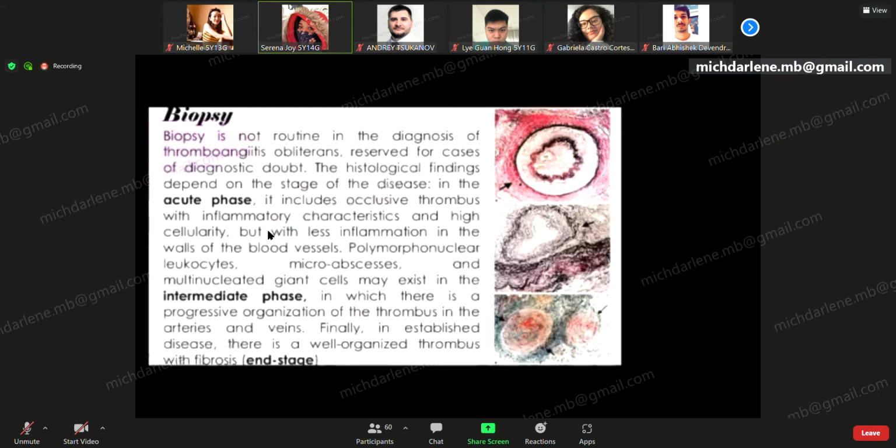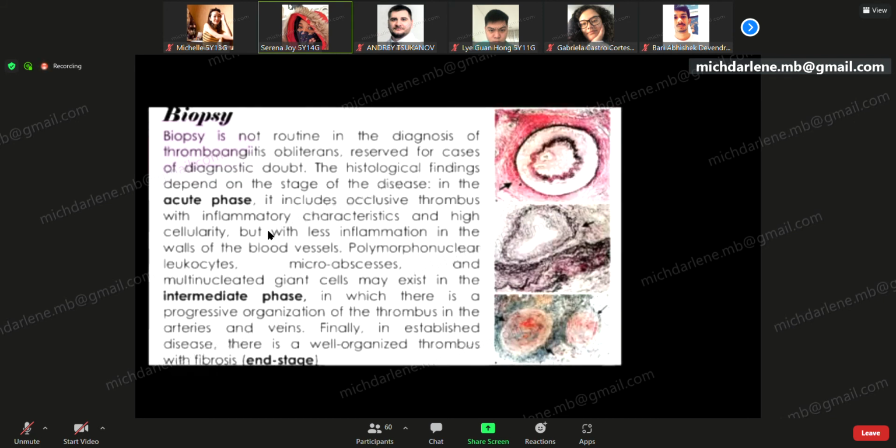Biopsy. Biopsy is not routine in the diagnosis of thromboangiitis obliterans, reserved for cases of diagnostic doubt. The histological findings depend on the stage of the disease. In the acute phase, it includes the occlusive thrombus with inflammatory characteristics and high cellularity, but with less inflammation in the walls of blood vessels.